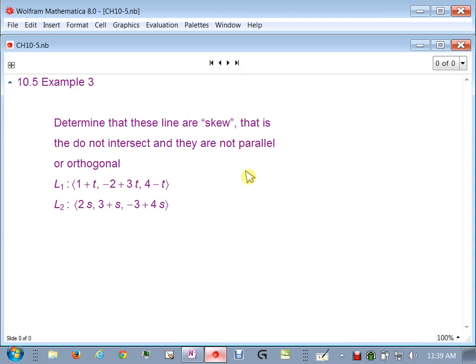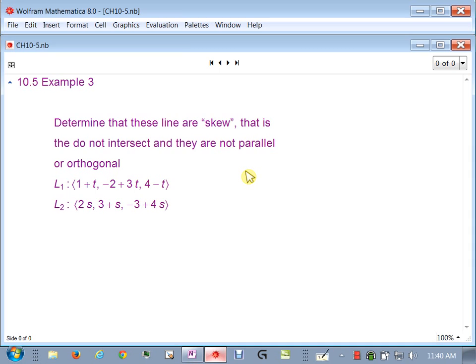All right, determine that these lines are what we call skew. That is, that they do not intersect, they are not parallel, and they are not orthogonal. So we have two lines. Do these lines live in two- or three-dimensional space? Three-dimensional space, because there's three components.